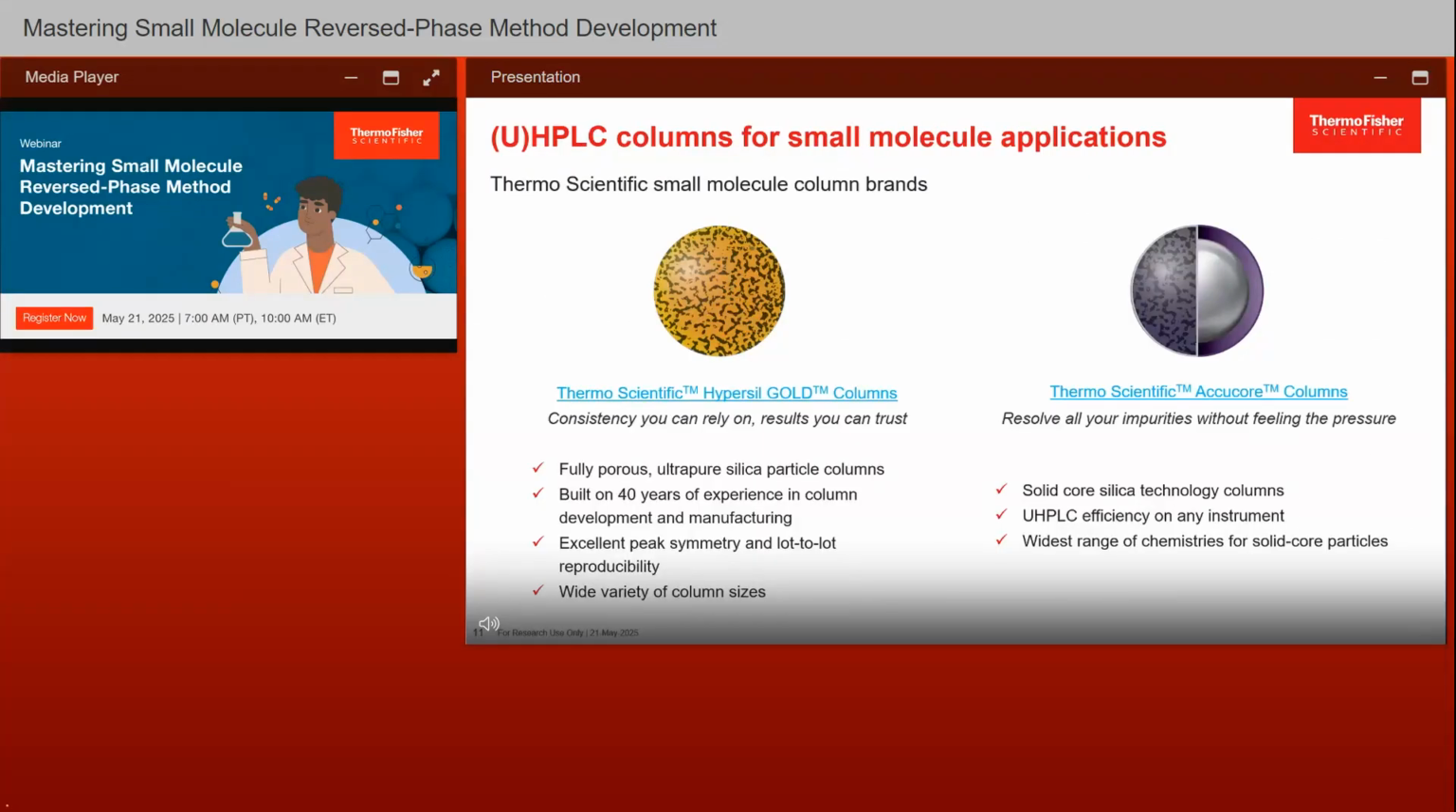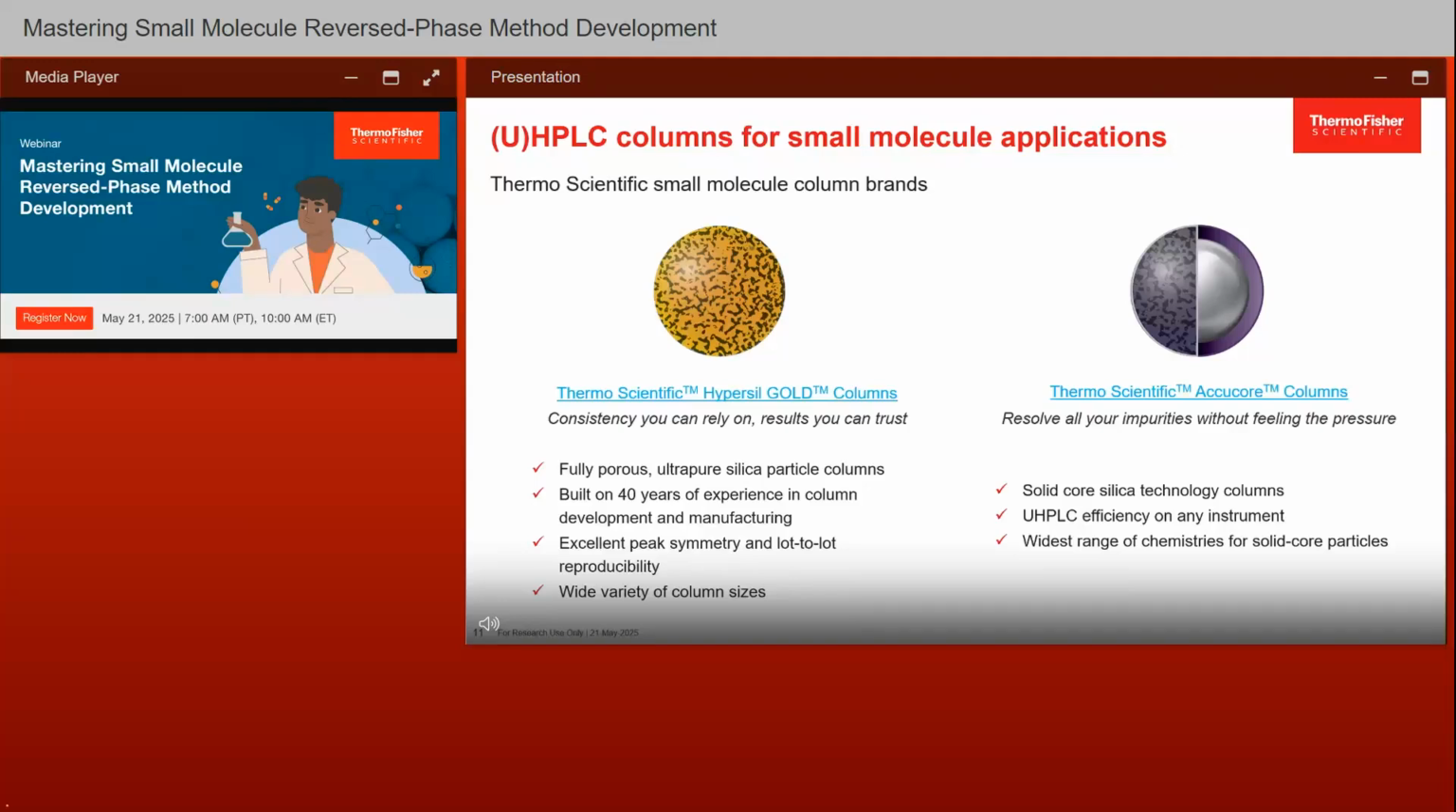Here we have our two particle platform, totally porous HyPURITY Gold column and solid core AccuCore column. Our HyPURITY Gold column is our gold particle technology built on 40 years of experience in column development and manufacturing. It is a fully porous, ultra pure silica particle, proven to provide excellent peak shape and reproducibility for many years, and consistency you can rely on and results you can trust. It is available in a wide range of column sizes to accommodate your needs, from narrow ID columns to standard analytical size columns, all the way to preparative scale 10 to 50 millimeter IDs for sample fractionation.